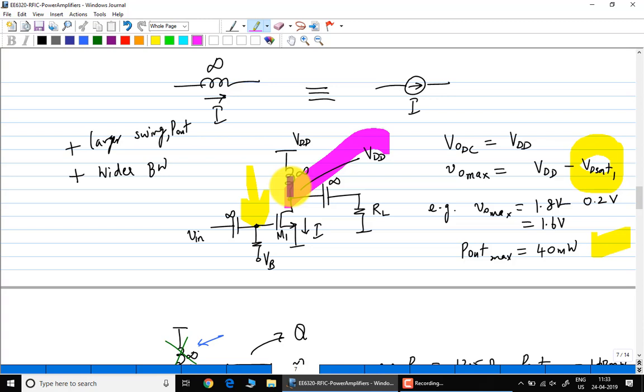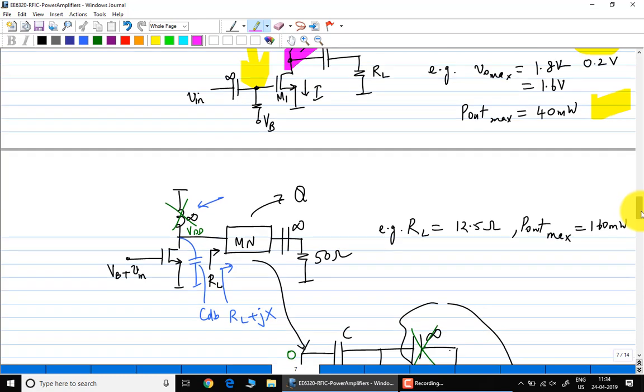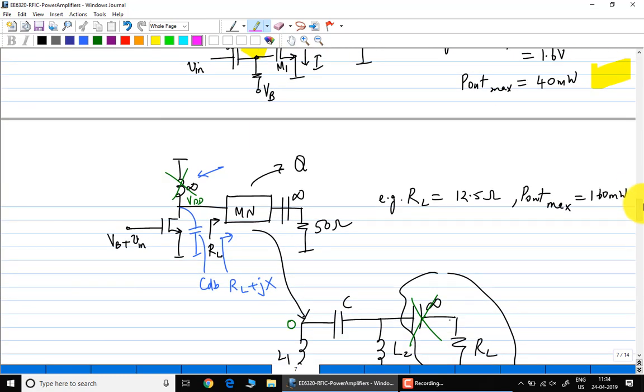The maximum output power from this circuit now is VDD minus VDSAT is the maximum swing. That squared by 2RL will give you the maximum output power. In this case, that's about 40 milliwatts. You can automatically see it's like one order of magnitude higher easily. Then we said you can again use the matching network to reduce the impedance and so on.